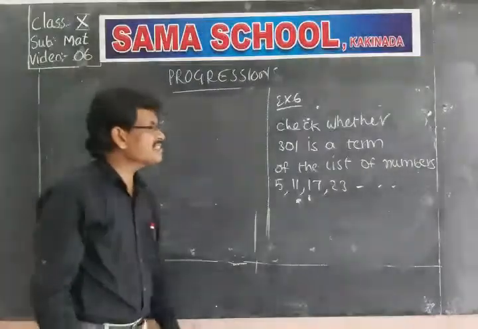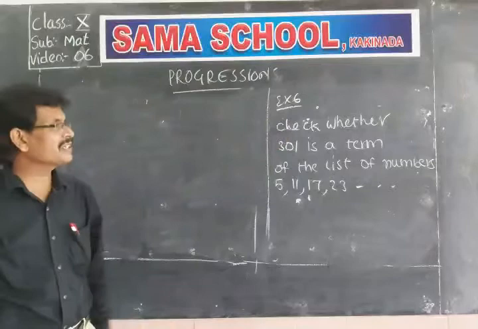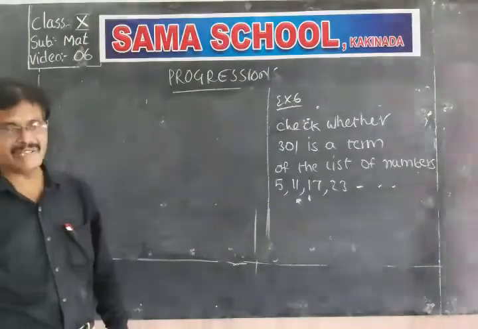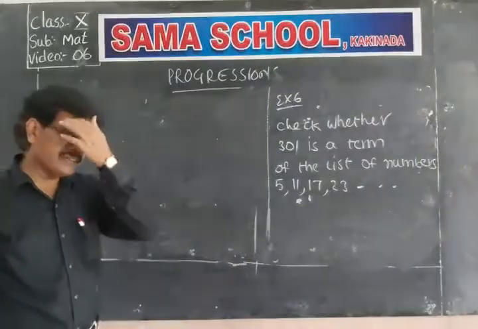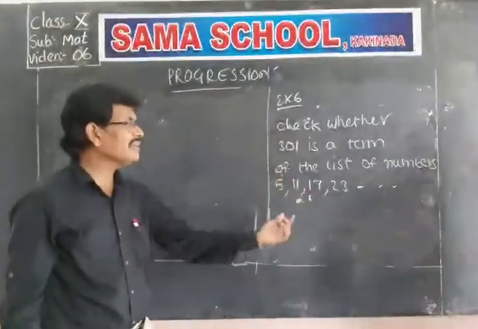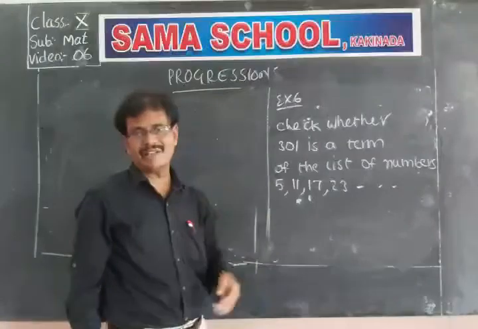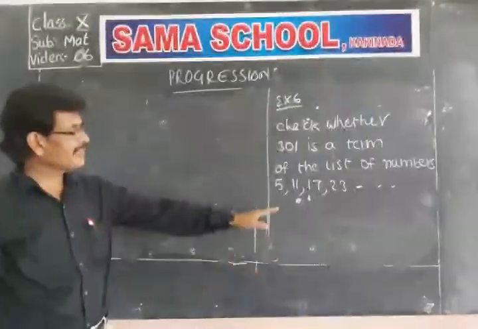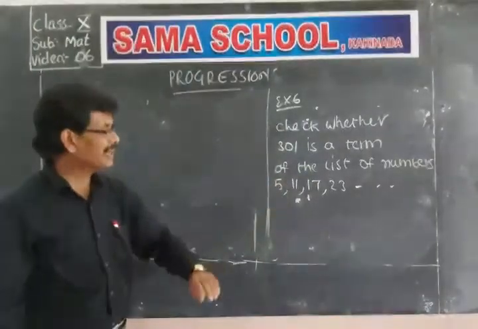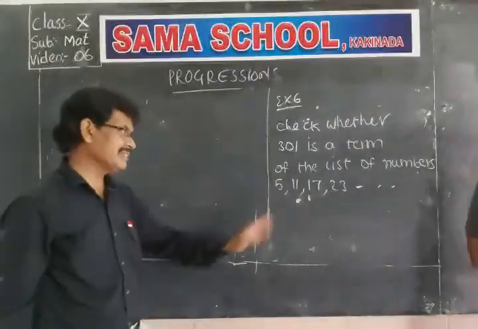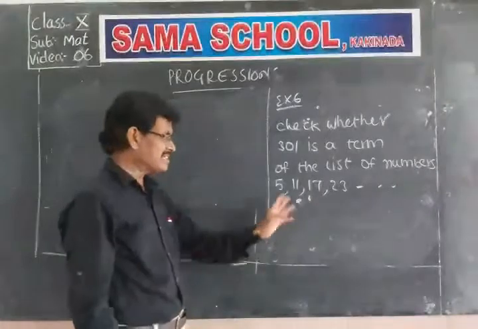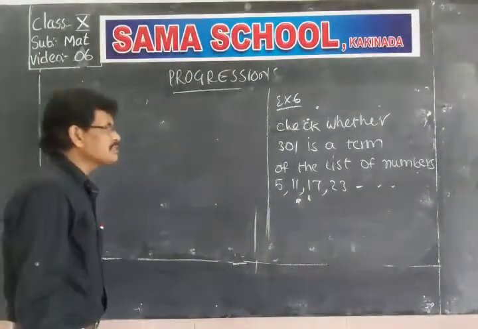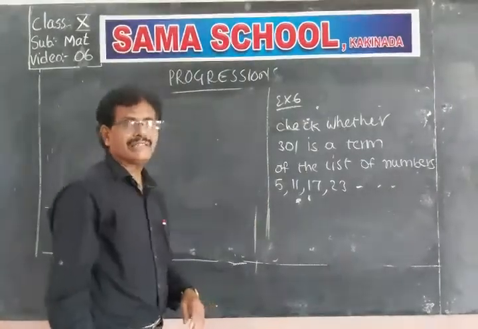So in the previous session, I copied this problem: check whether 301 is a term of the list of numbers 5, 11, 17, 23, etc. For example, if 301 belongs to this series, compulsorily it represents some particular term. Take 11, the value which represents the second term. In the same way, 17 represents the third term. In the same way, 301 also represents a particular term's value.